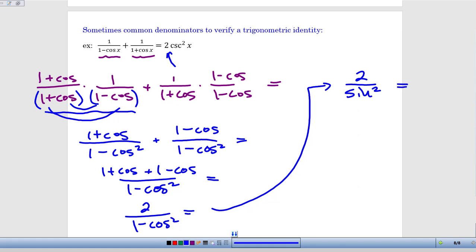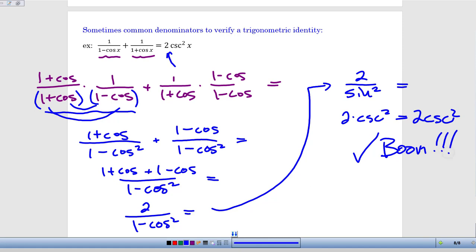And so then finally, we've got sine squared in the bottom, which means I can replace that with a cosecant squared in the numerator. So I've got 2 times cosecant squared, and that's what we were aiming for. Check. Boom. We'll go with 3 that time, and we're done.